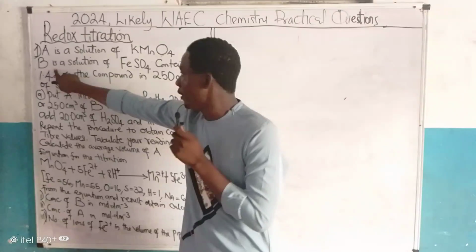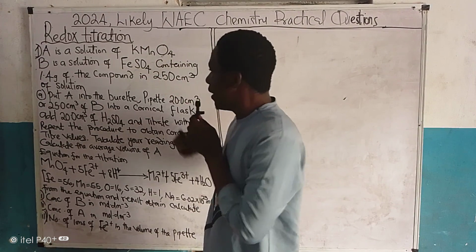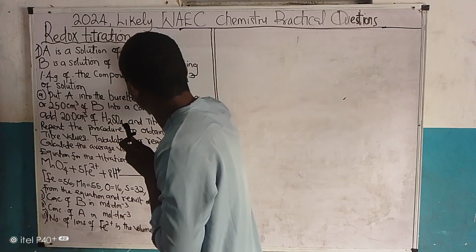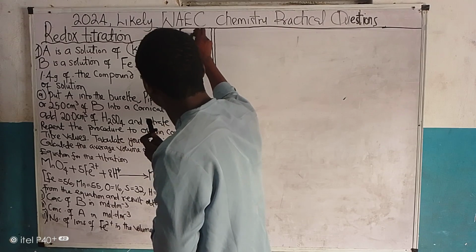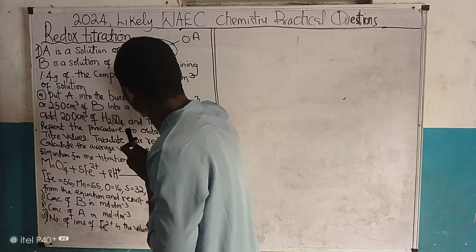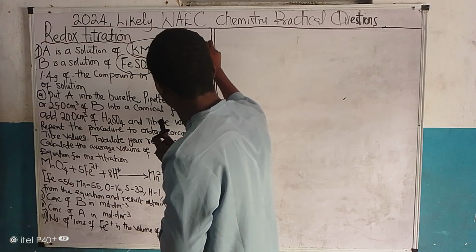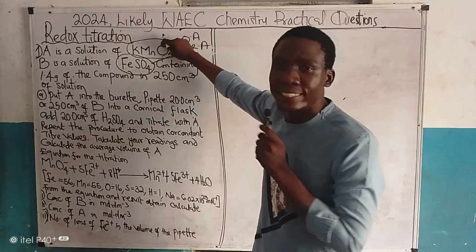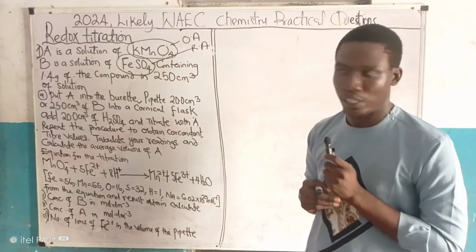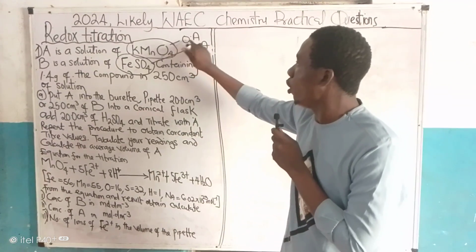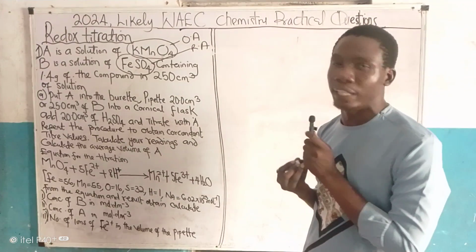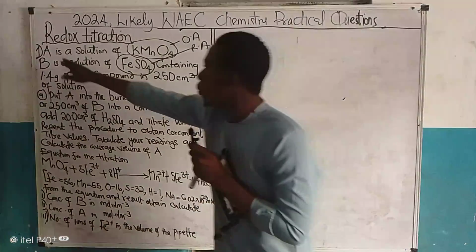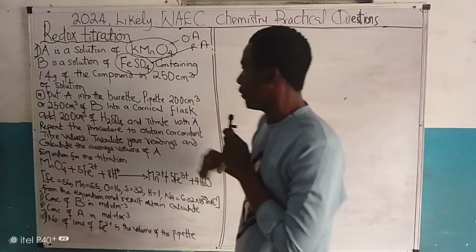Then you have B is a solution of FeSO4. Remember in my last video lesson, I told you that this guy is the oxidizing agent, and this guy is the reducing agent. So in this particular titration, you are titrating oxidizing agent against reducing agent. This is a reaction between OA, oxidizing agent, and reducing agent. That is why it is called redox titration. Okay? So, while A is your KMnO4, B is your FeSO4.